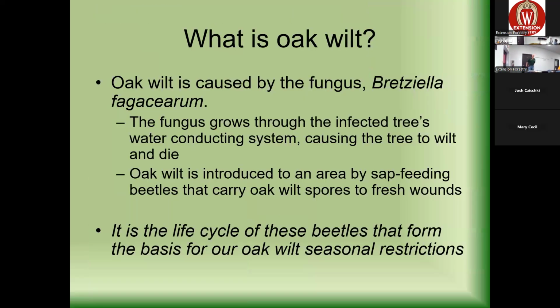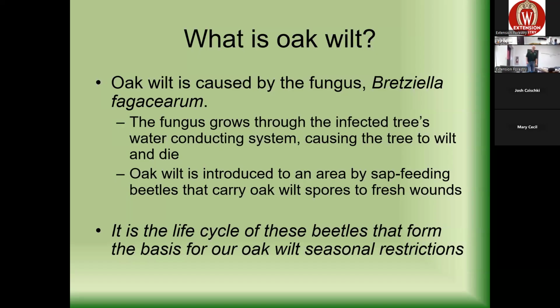So oak wilt is caused by a fungus. The fungus grows through the infected tree's water conducting system, causing the tree to wilt and die. And again, it's always going to start, or normally start wilting the furthest away from the roots, up towards the top of the tree. Not always, but usually. That's where you're going to first start noticing it flagging. Pretty similar, for those that remember, to when Dutch elm disease came through. It's kind of the same type of fungal wilting disease.